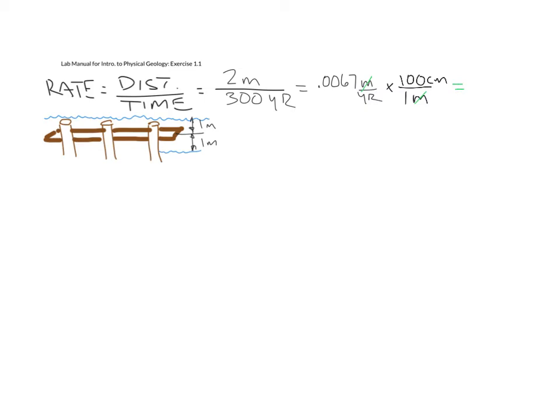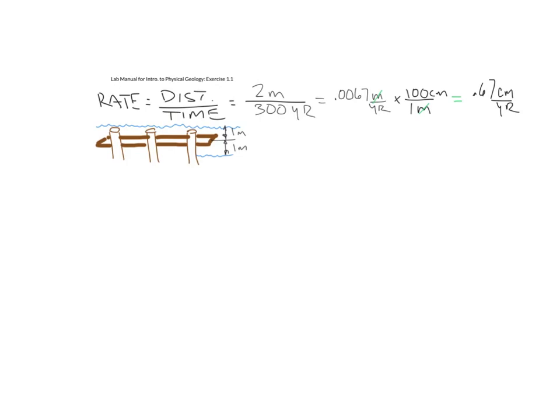and then we're going to multiply across: 0.0067 times 100. There's 2 zeros in 100, so that means that the decimal place is going to move 2 places to the right. Our final answer will be 0.67 centimeters per year. So that's our answer for part A. I should have made that a little bit clearer earlier. Let's put that over here. Part A. Okay. Now we're going to solve for part B.